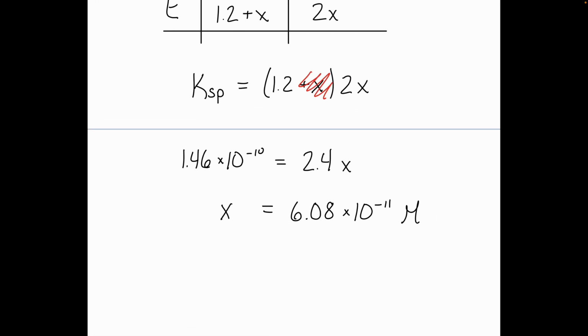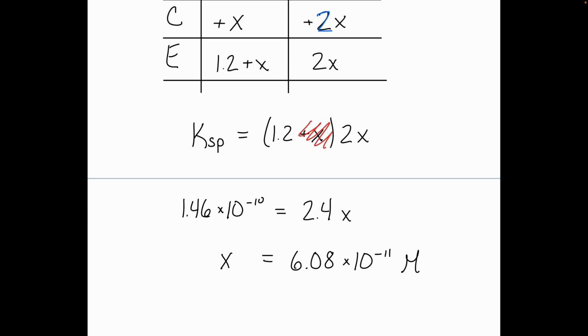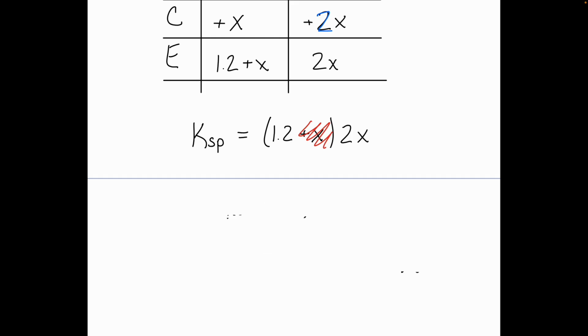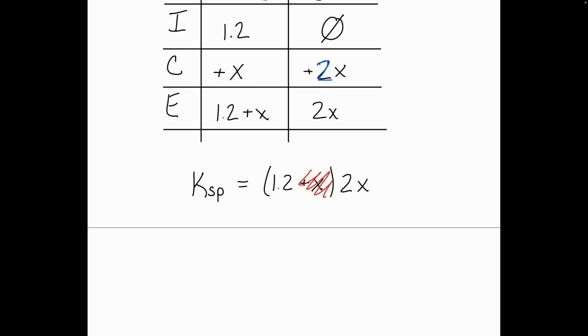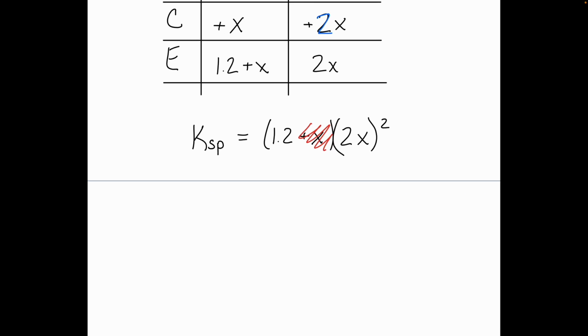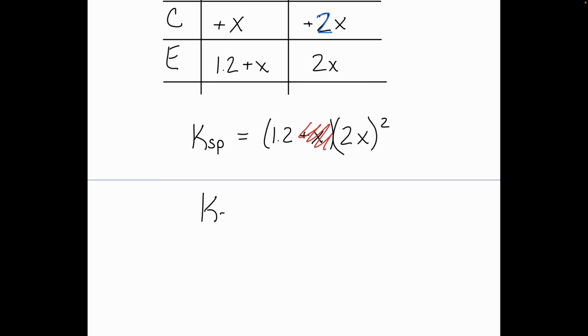Oh yeah. Holy hell. That mistake that I really warned y'all not to make, I just made. Batting 1,000 today. All right. 2x squared. KSP, 1.2 times 4, 4.8x squared.